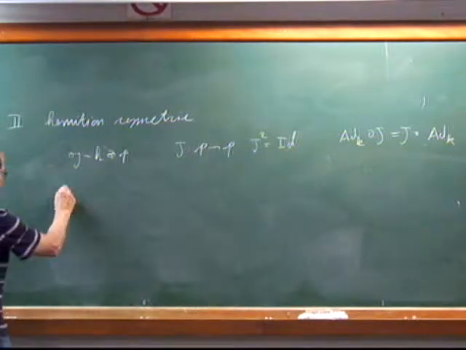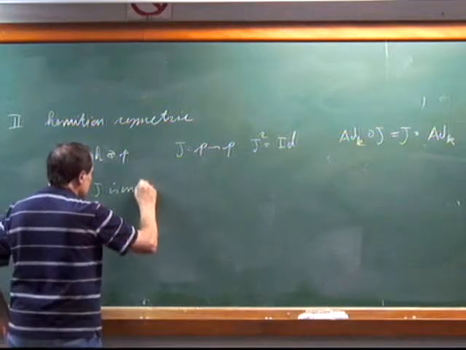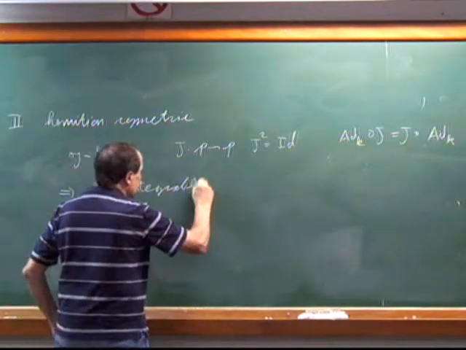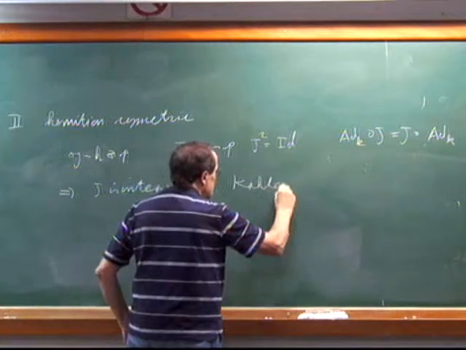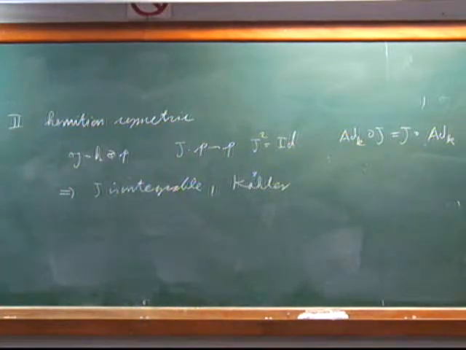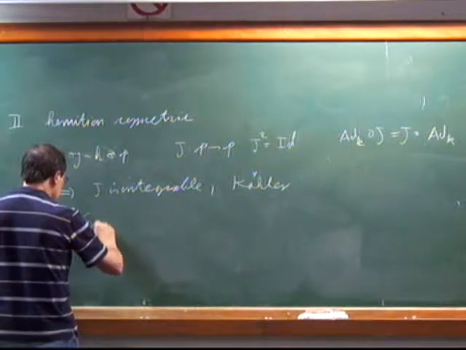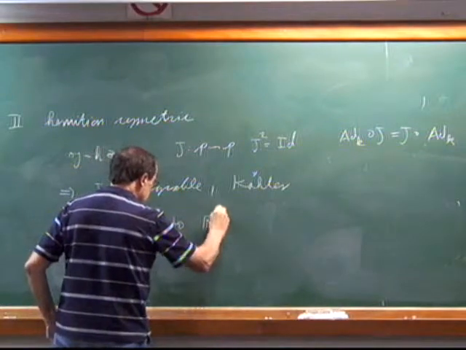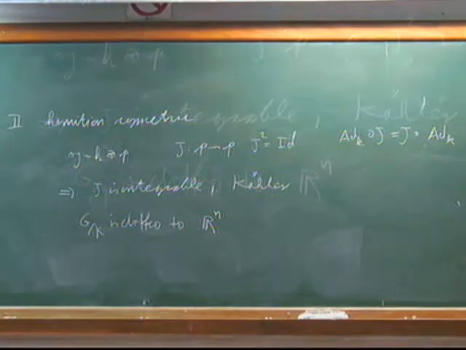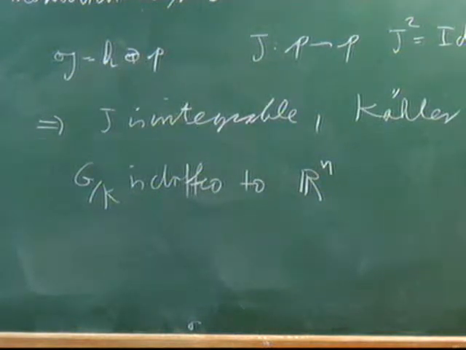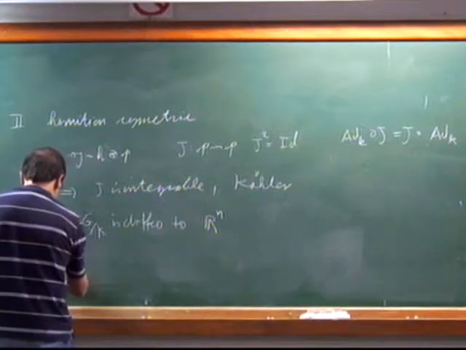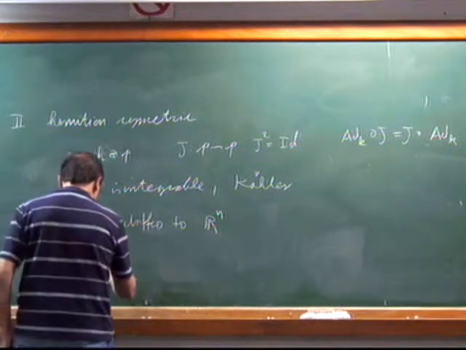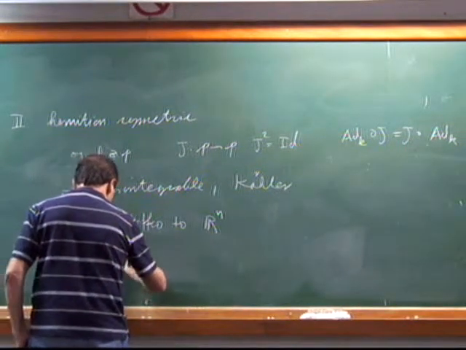That has strong consequences. For example, J is integrable. The metric is Kähler. G mod K is diffeomorphic to R^n, even without assuming that G mod K is simply connected, so Hermitian symmetric spaces are automatically simply connected. They're diffeomorphic to R^n. And another way of saying something is Hermitian, an equivalent way of saying that, is that K is not semi-simple.